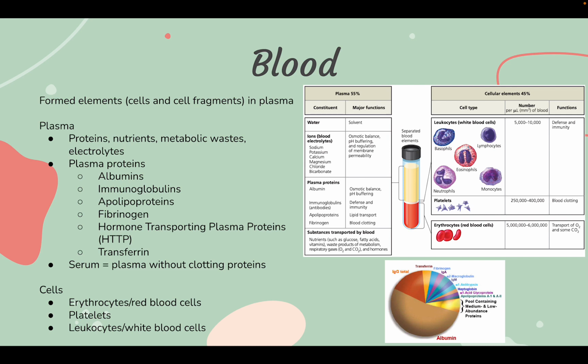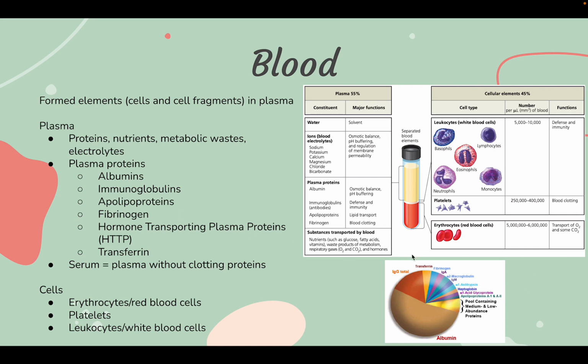So you end up with this yellowish liquid. So you can see right here, it makes up about 55% of your blood, so it contains proteins, nutrients, metabolic waste, and electrolytes. Also, a bunch of plasma proteins, so there's albumins, immunoglobulins, apolipoproteins, which carry lipids in your blood since they're not soluble. Fibrinogen, which is a precursor to blood clotting. Hormone transporting plasma proteins, and then transferrin. Right, so those are just some examples of plasma proteins.